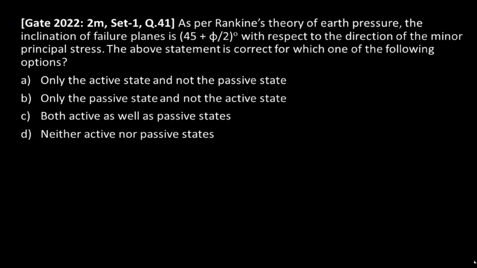If you see this question, they have told that as per Rankine's theory of earth pressure, the inclination of failure planes, that is 45 plus phi by 2 degree, with respect to the direction of minor principal stress. The above statement is correct for which of the following options? They have said that it is only correct for active state and not the passive state. It is only correct for passive and not the active state. It is right for both active as well as passive states, and it is neither for active nor passive states.